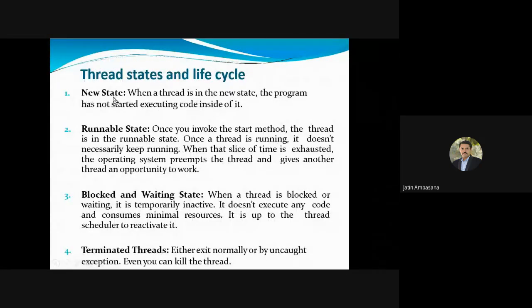New state is when a thread is just created, and the program has not yet started executing the code. Runnable state is when you invoke the start method; the thread comes into runnable state. So it means it has started executing the code now. Once a thread is running, it doesn't necessarily keep running. When the slice of time is exhausted, the operating system preempts the thread, that is, takes the thread and gives another thread the opportunity to work. So another thread is allocated the resource.